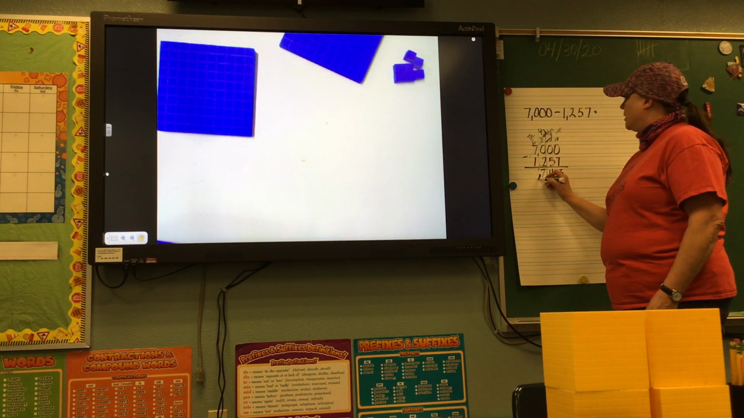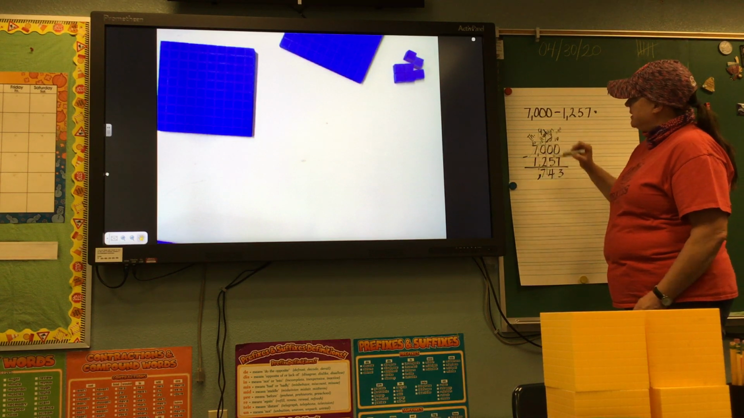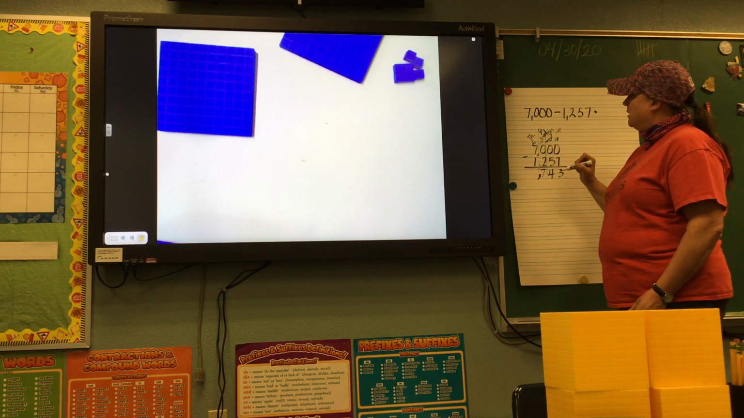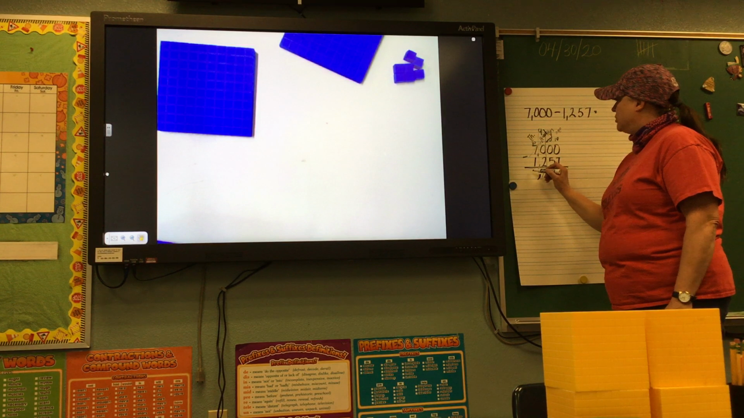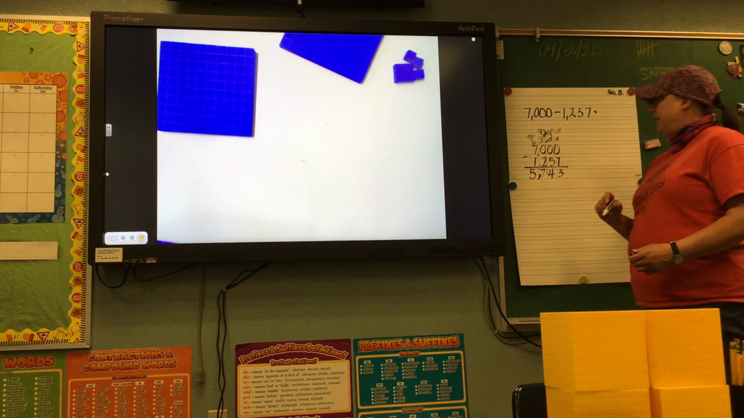And then remember, we put a comma before the 1,000. 6,000 cubes take away 1,000 cubes gives me 5,000 cubes.